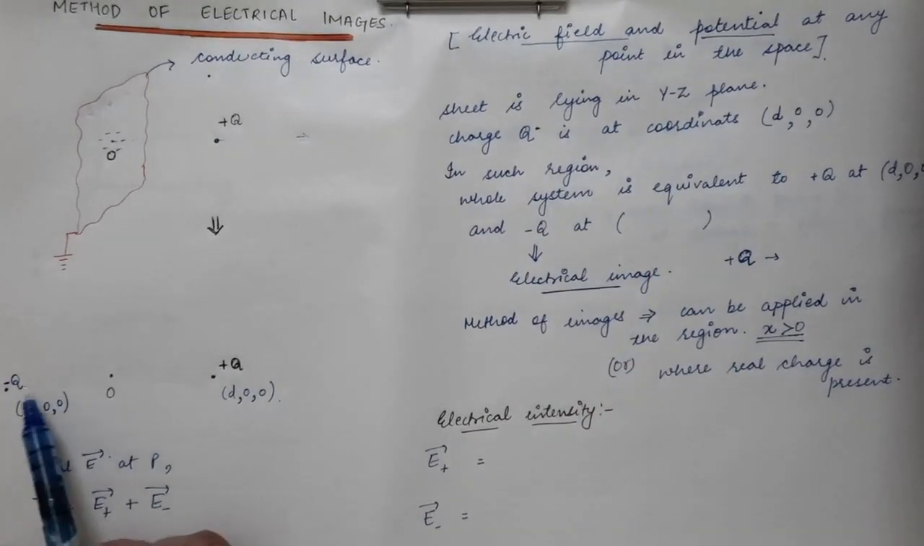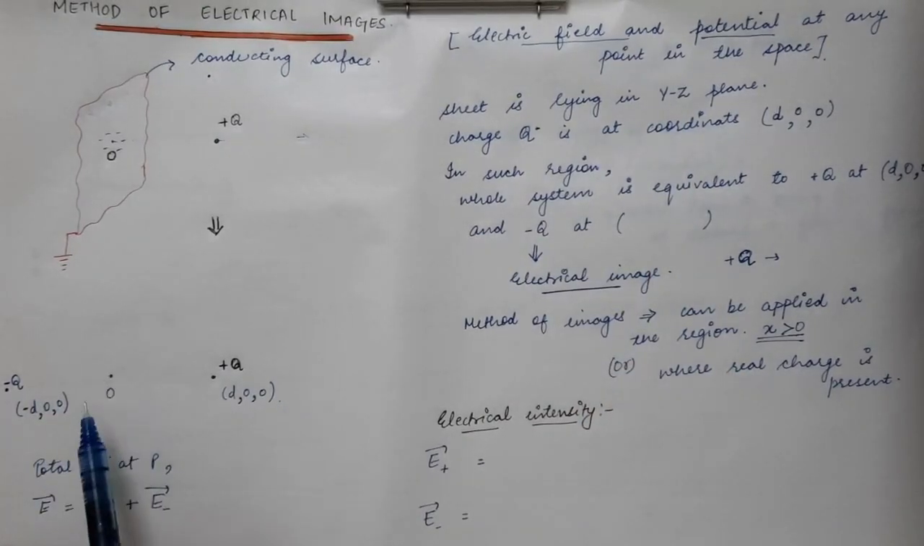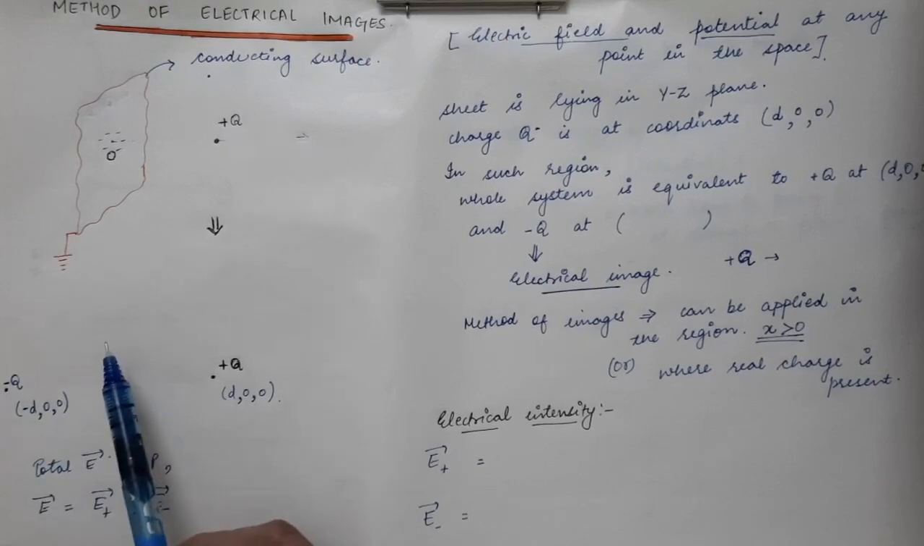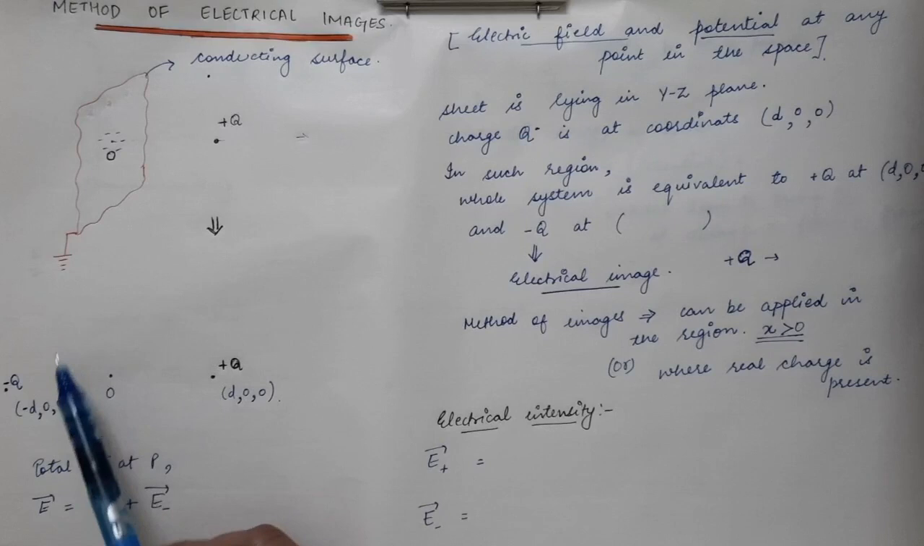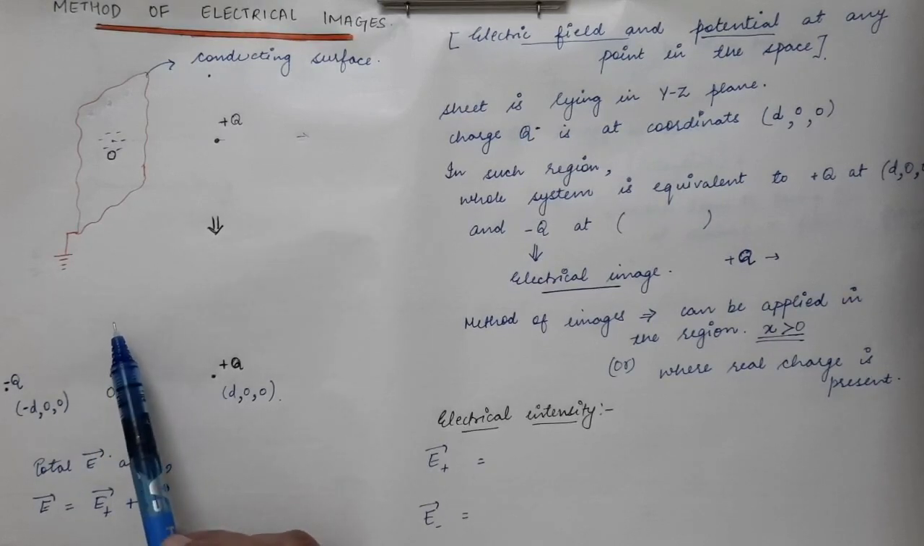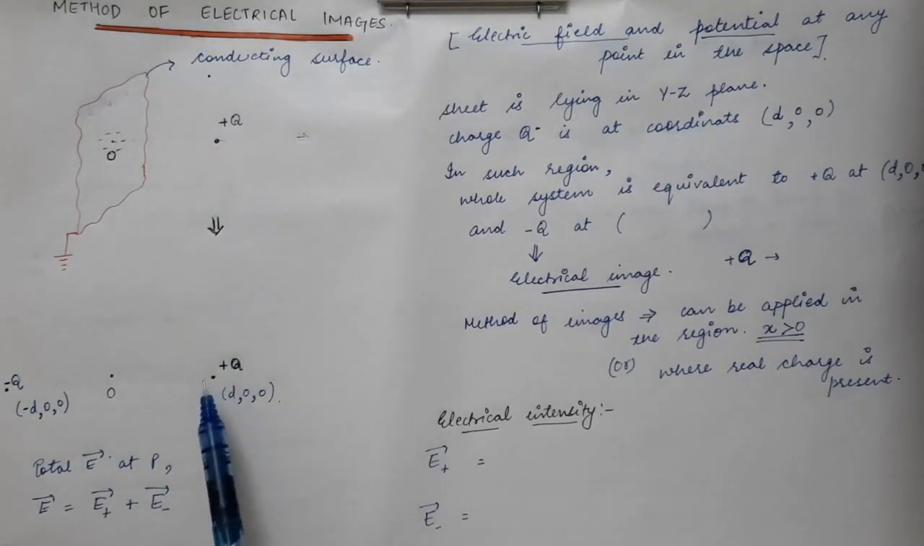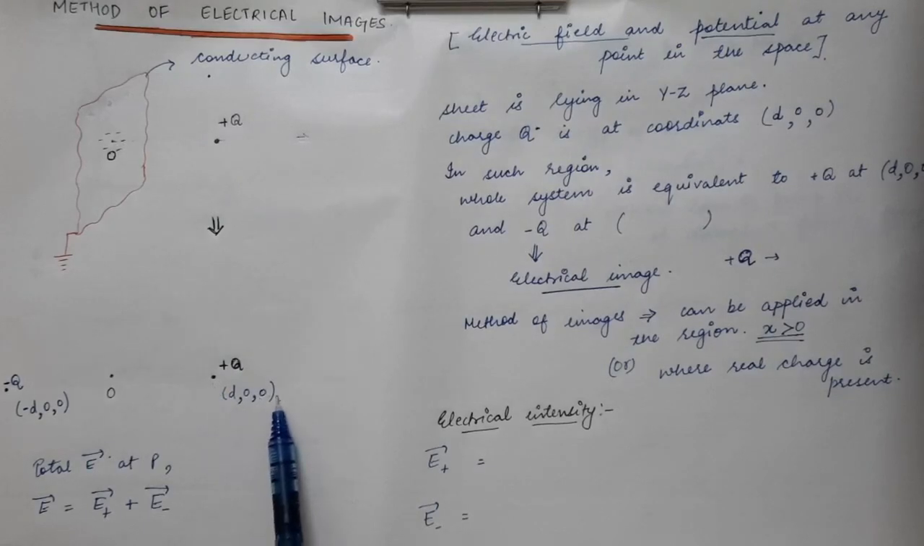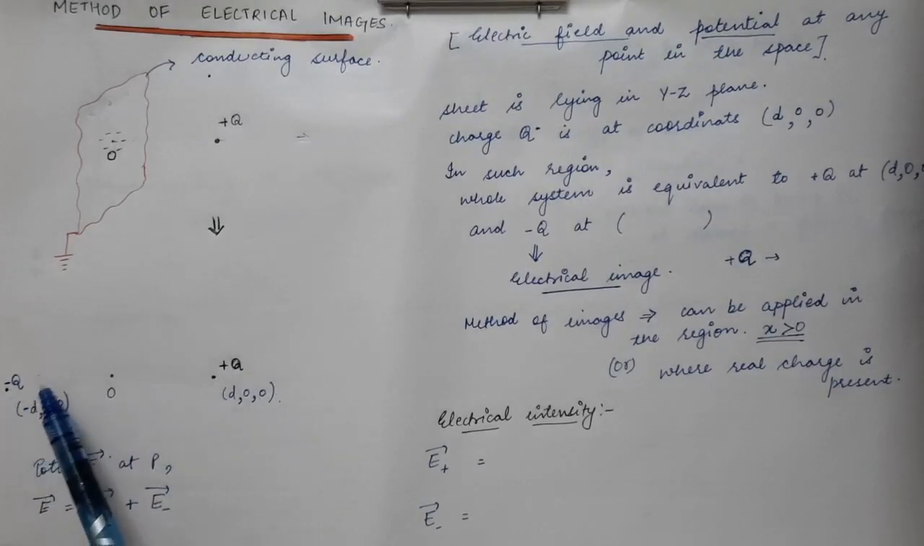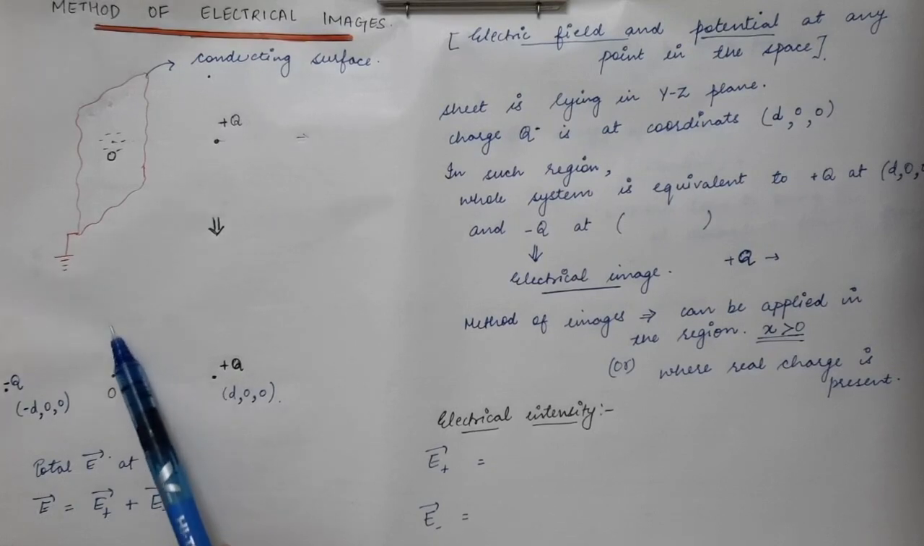So if you are placing the charge at the origin, if you are placing minus q charge at the origin, then if you calculate the potential on the YZ plane, you will see that potential will not be equal to 0. Whereas if we have placed minus q charge at this point and plus q charge is at its same position, d comma 0 comma 0, and now if you calculate the potential on the YZ plane.